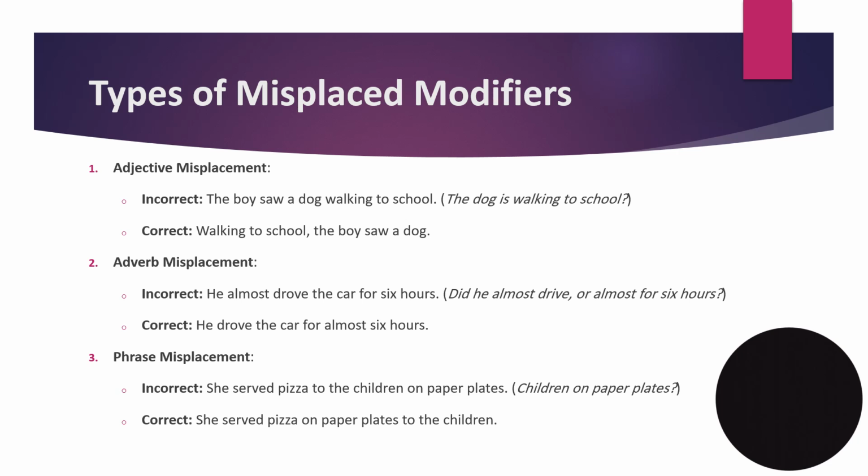Adverb misplacement. See here the incorrect sentence: he almost drove the car for 6 hours. Did he almost drive, or almost for 6 hours? So the correct placement here: he drove the car for almost 6 hours. Now, phrase misplacement. See the incorrect sentence: she served pizza to the children on paper plates. So, children on paper plates? Correct: she served pizza on paper plates to the children. So here is the correct placement.